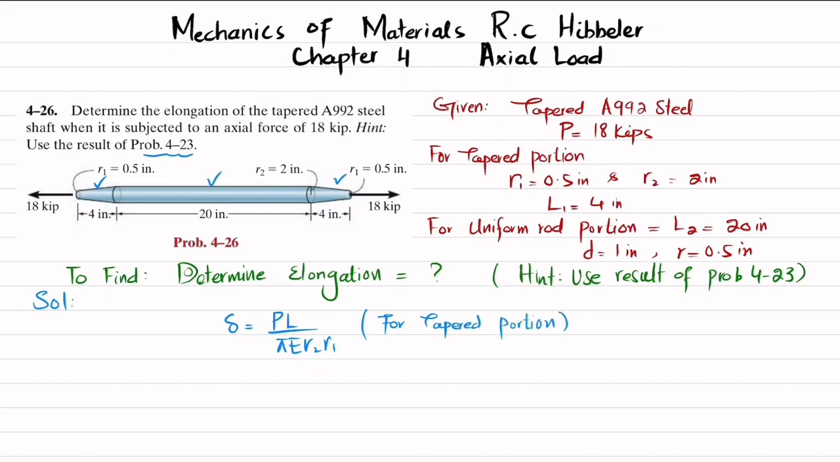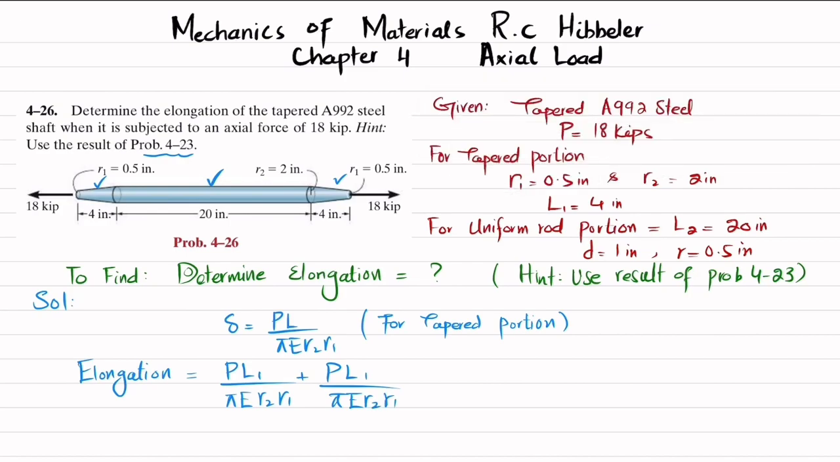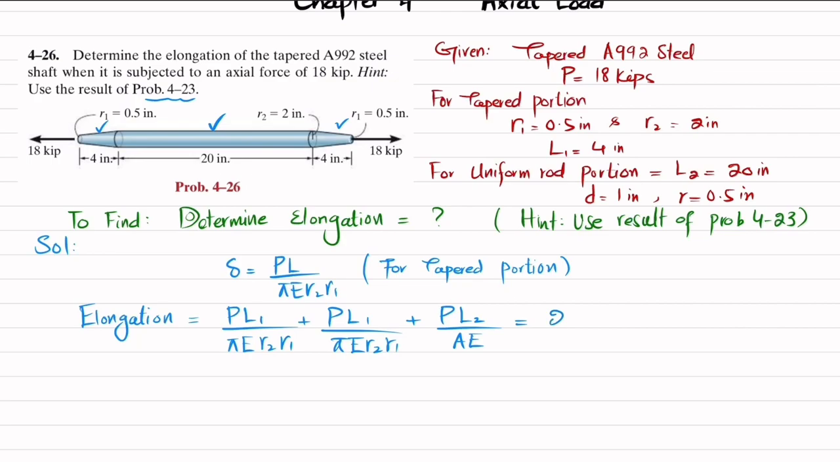Since we have two tapered portions and one uniform diameter portion, the total elongation in this rod will be equal to the elongation in this portion plus the elongation in this portion plus the elongation in this portion. So for the tapered part, it will be P into L1 divided by pi E into R2 into R1, plus another tapered portion, P into L1 divided by pi E into R2 into R1, plus the elongation in this uniform rod, which is given by the formula P into L2 divided by A into E. So you have 2 times P L1 divided by pi E R2 R1, plus P L2 divided by A E.